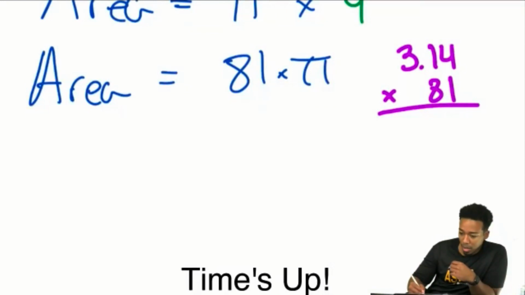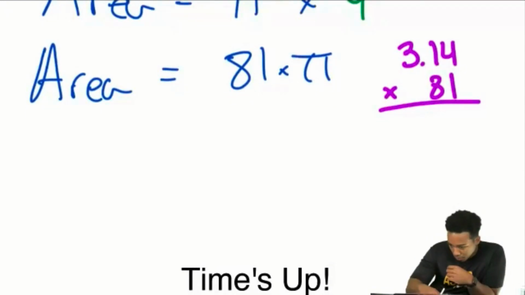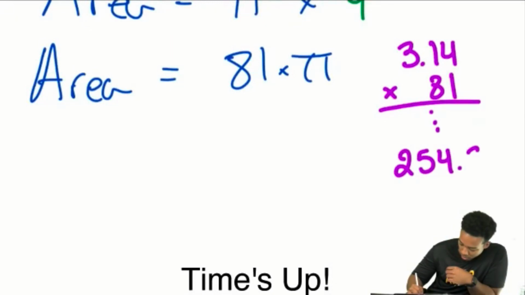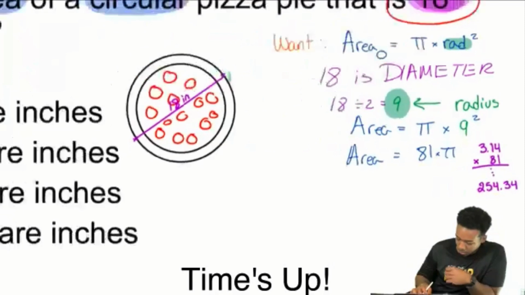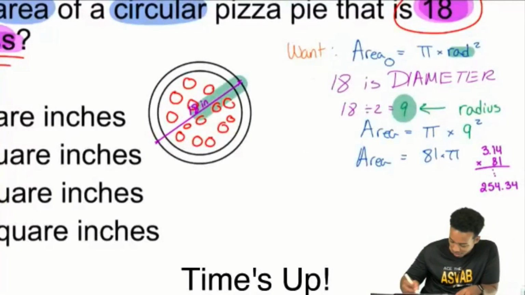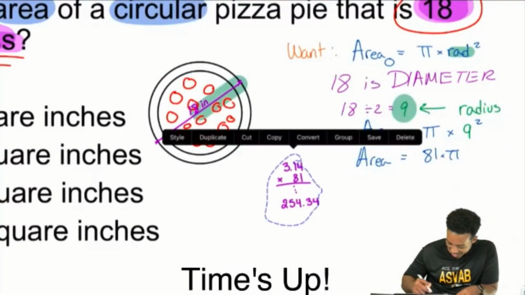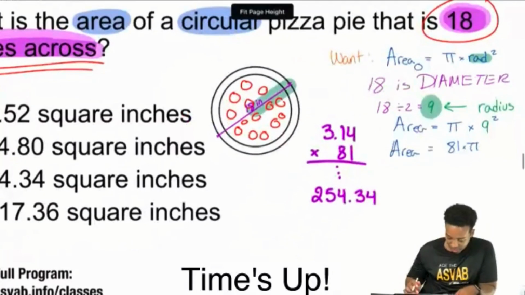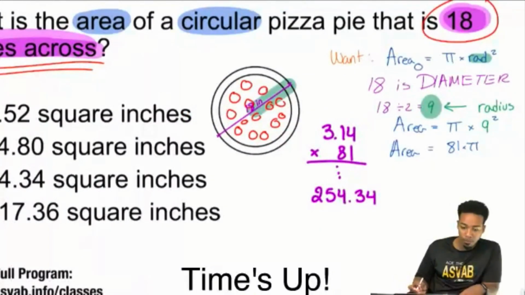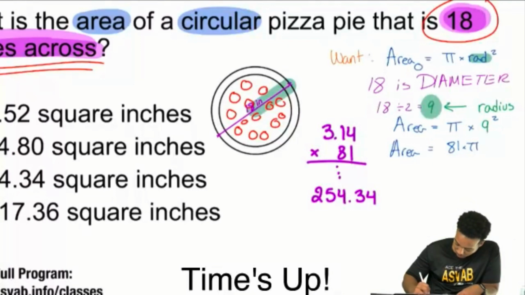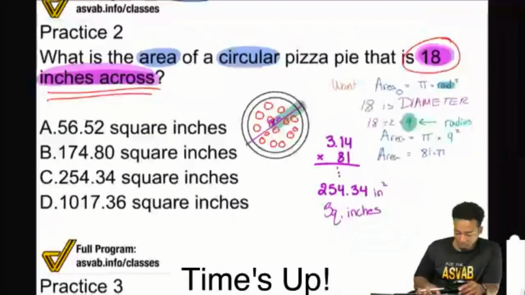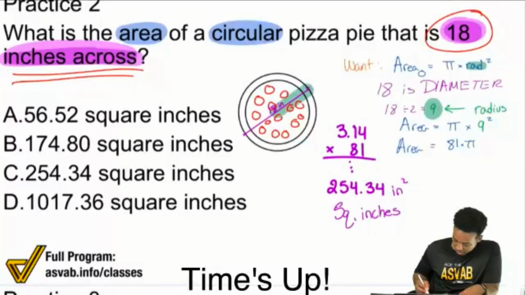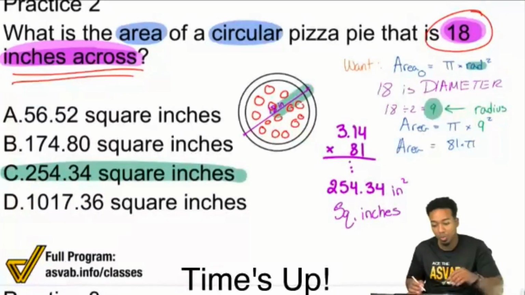And so when we calculate everything, we should get 254.34. Is that what we get? Yep. 254.34. That is going to be the answer there. And that seems so small, so let me go ahead and move that over here. And so the answer is going to be 254.34, and that's going to be square inches, or you can say inches squared. Either way is fine. But that is going to give us answer choice C once we calculate.